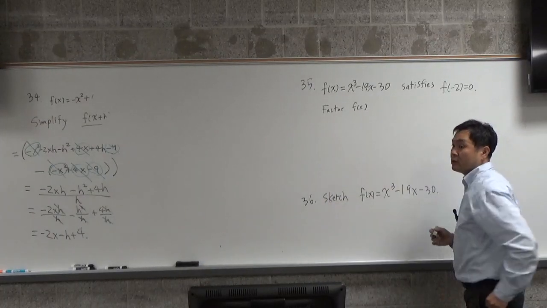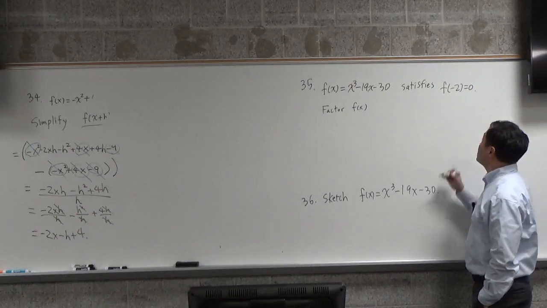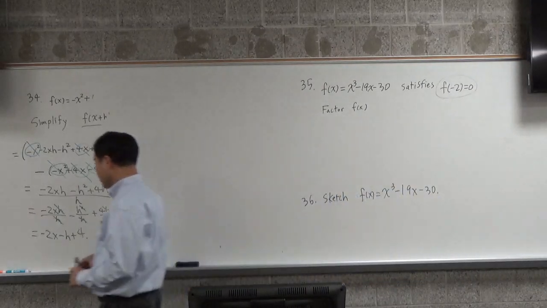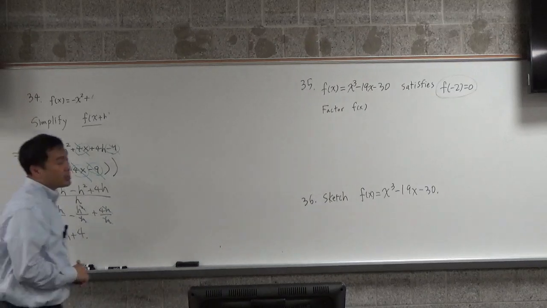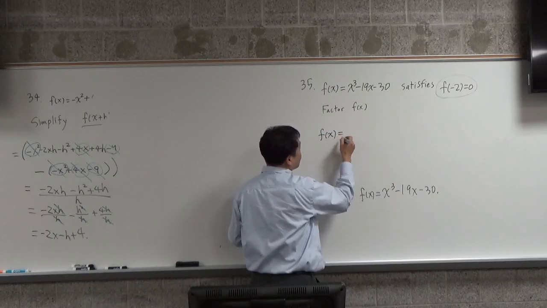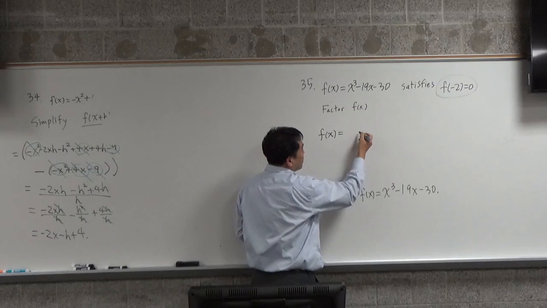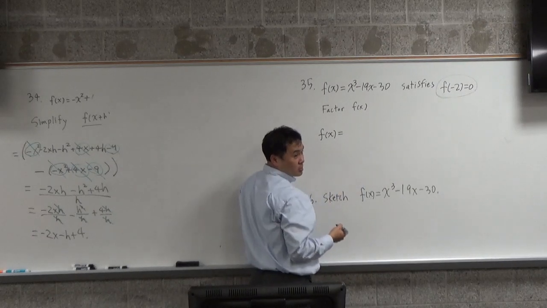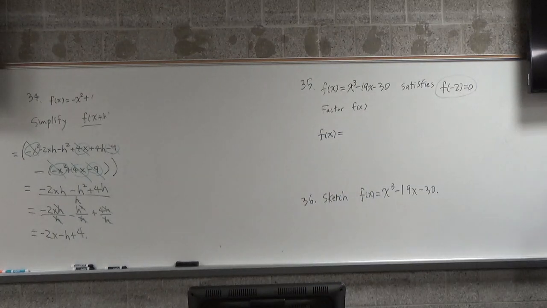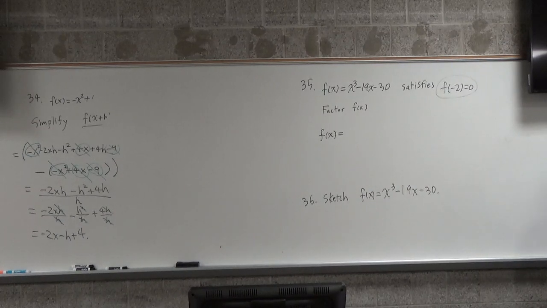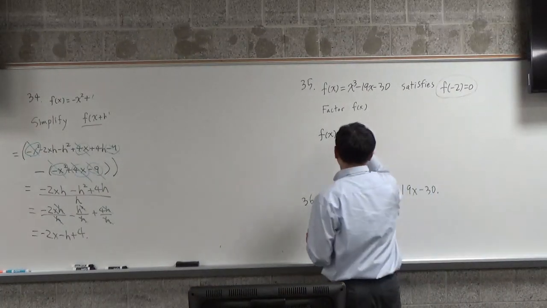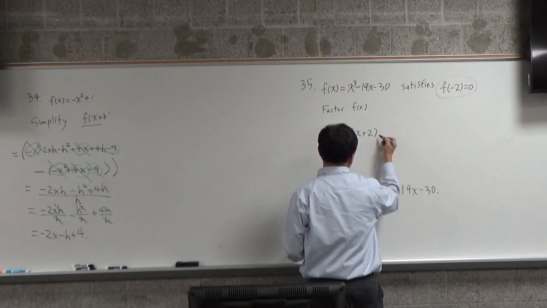Okay, this one. You have f of negative 2 equal to 0. What do we know about that? If f of negative 2 is 0, then we know that f of x would look like, no. What does the factor theorem say? x minus negative 2 will be a factor. Okay. So you know that x plus 2 will be a factor.